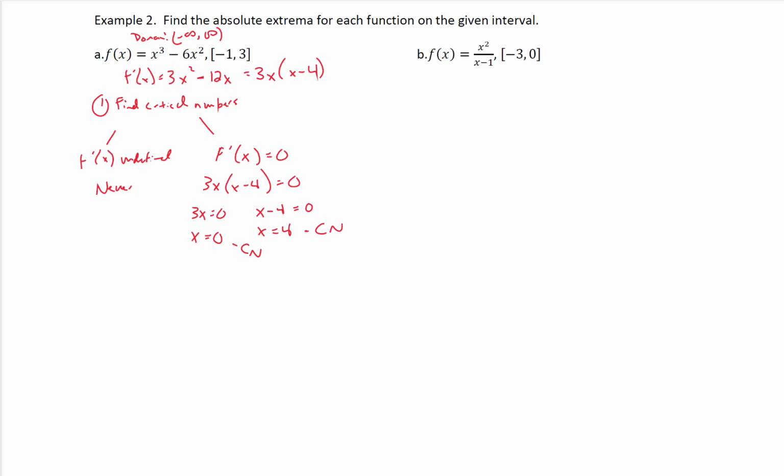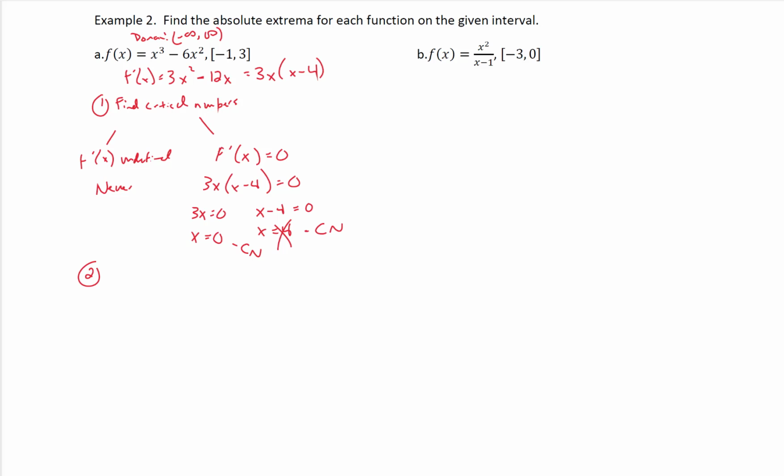Now these are critical numbers for the entire function. But then we look, okay, we're restricted to -1 to 3. So we look, 0 is in -1 to 3. 4 is not in -1 to 3. So we cross through it. We don't need it. You still got to show me it's a critical number, but we don't need it for finding absolute extrema.